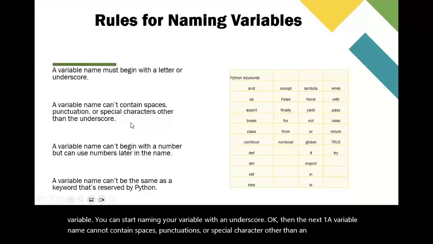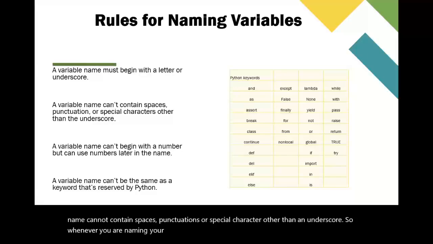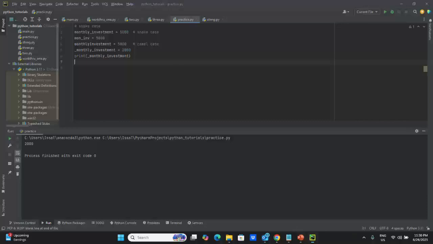Then the next one, a variable name cannot contain spaces, punctuation, or special characters other than an underscore. Whenever you are naming your variable, you cannot have any special character. You cannot have space. The only special character you can have while naming your variable is an underscore. The rest you cannot.